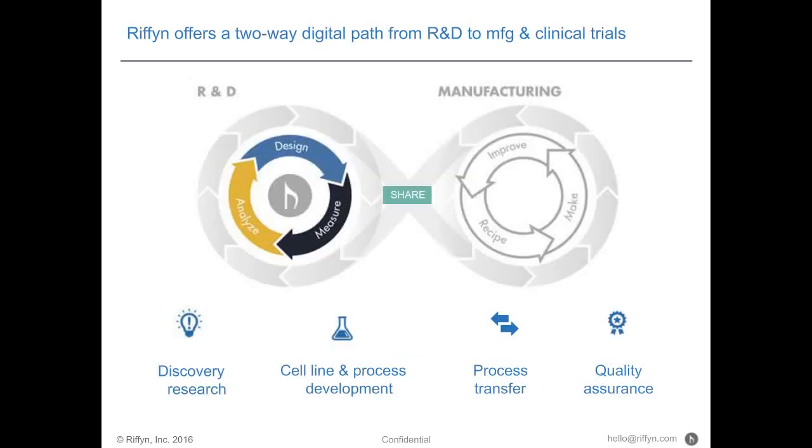Riffyn really sees this. There is an opportunity in process-based research in life sciences and chemistry to adopt some of the practices that we see in discrete industries, namely the ideas of continuous improvement and rapid prototyping.